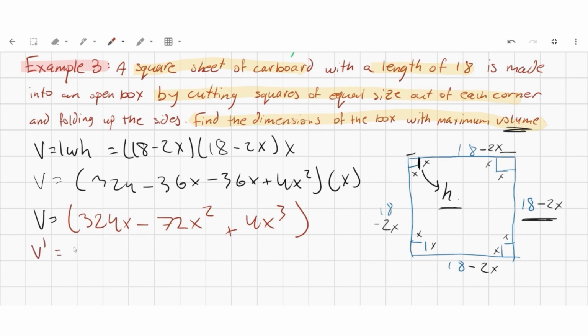So v prime is going to be equal to 324. Derivative of x is 1, so it's 324. Minus 72x squared, 2 times minus 72 is going to be minus 144x. Then 4x to the power of 3.